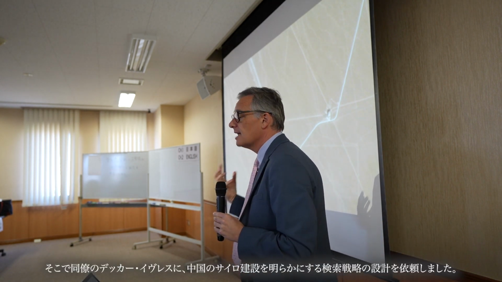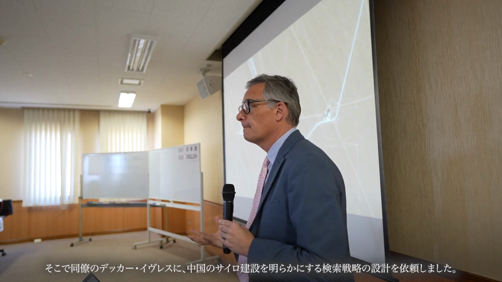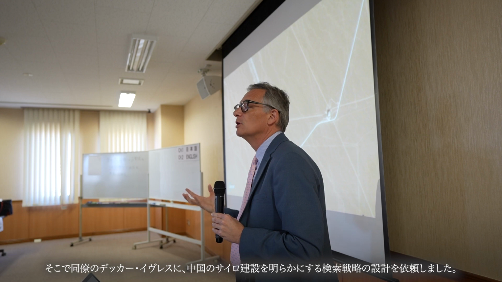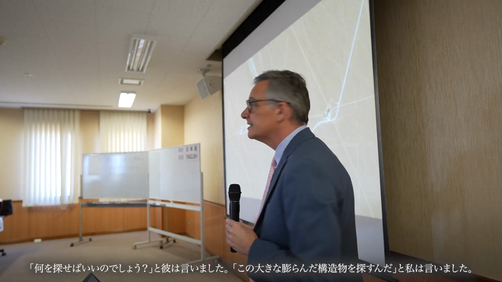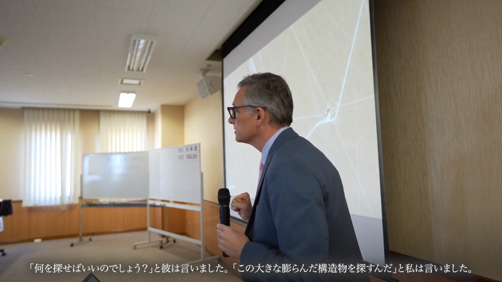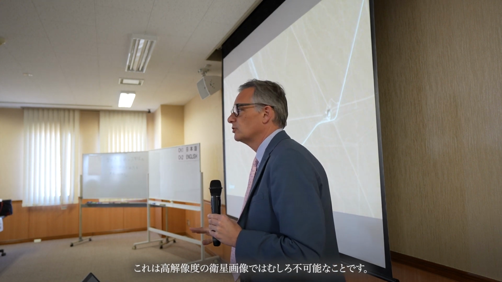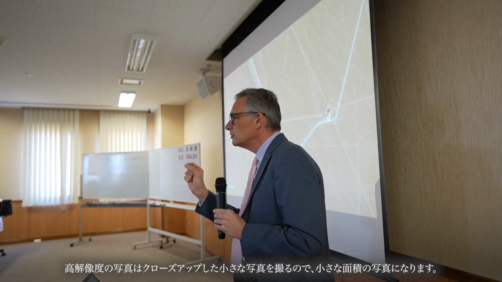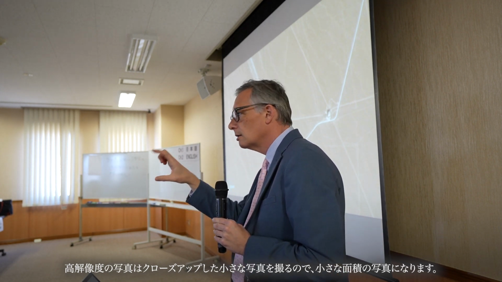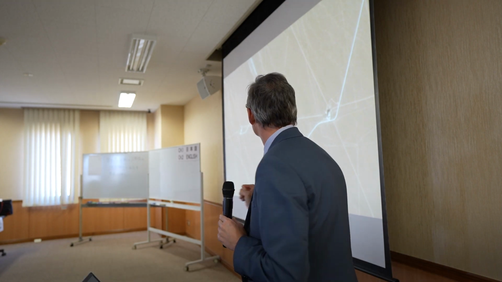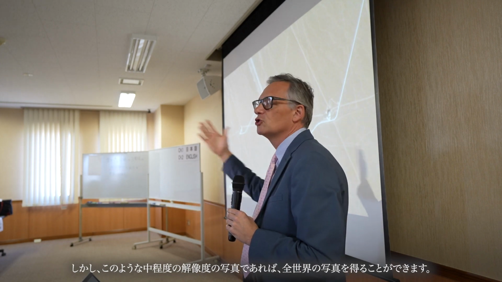So I asked my colleague Decker Eveleth to design a search strategy. Where would China build new silos? And to look. And what would you look for? And he said, well, I'm going to look for these large inflatable structures. This would be impossible with high-resolution satellite imagery, because high-resolution pictures are close-ups. So they take a small, tiny picture, like a picture of a small area. But medium-resolution pictures like this, right, you can get a picture of the whole world.